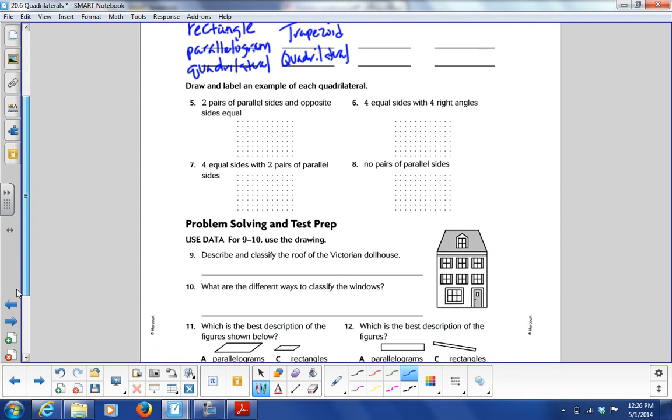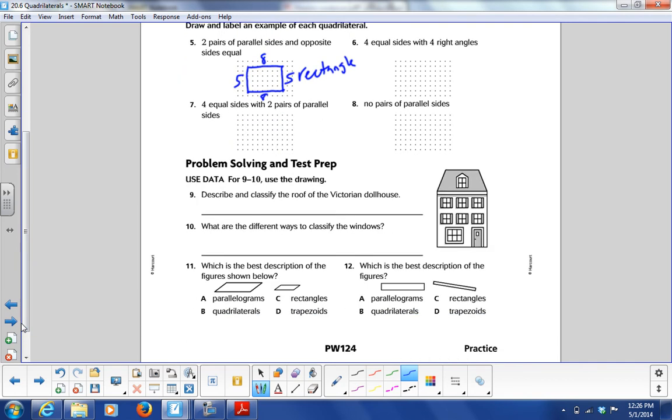Numbers 5 through 8, you're going to draw and label an example of each quadrilateral. So if I have 2 pairs of parallel sides, so I have parallel sides here, and opposite sides are equal, what does that give me? I have 8 here, 8 here, 5 here, and 5 here. It's a rectangle. You're going to do the same thing with 6, 7, and 8.